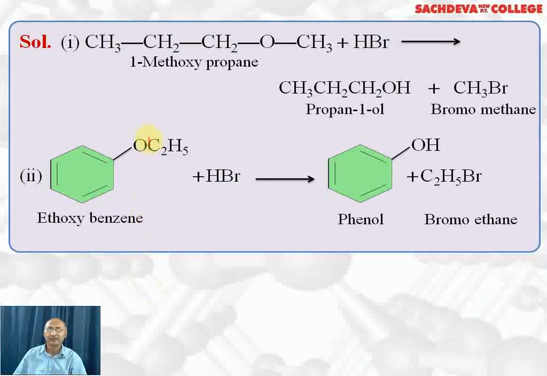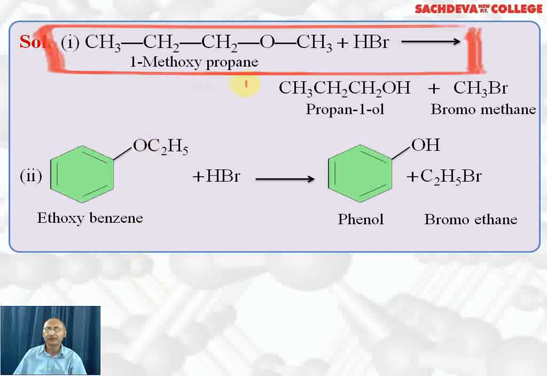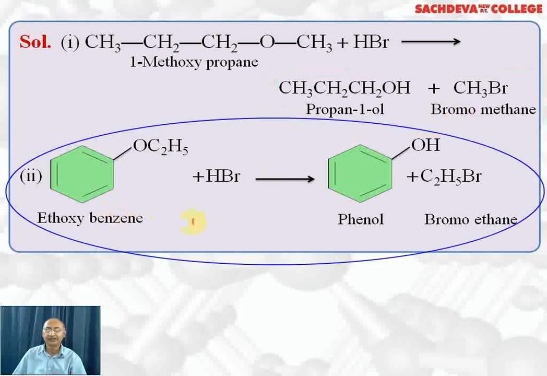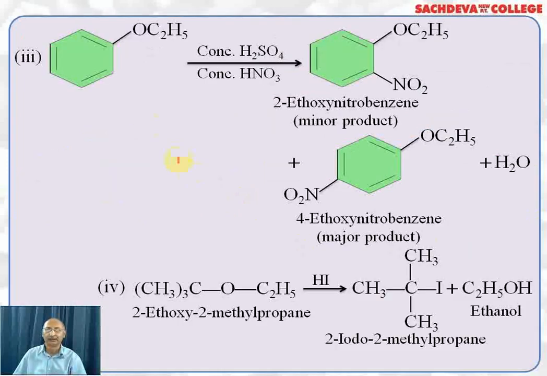Let's take up one by one. 1-methoxypropane, the bond will break here. Propoxide ion will take H ion to form 1-propanol. CH3 will take Br negative, and we will get bromomethane. Ethoxybenzene reacts with HBr. It results in the formation of phenol plus C2H5Br, bromoethane.